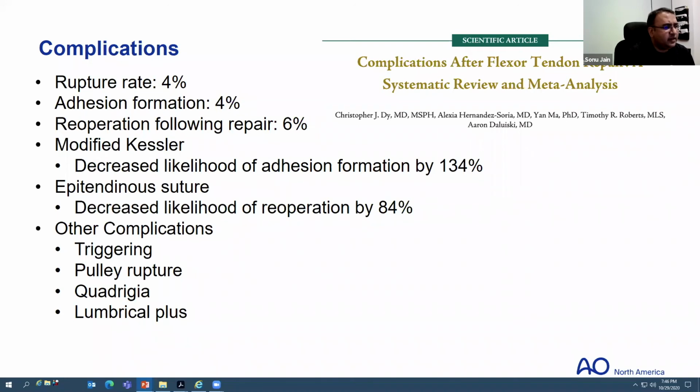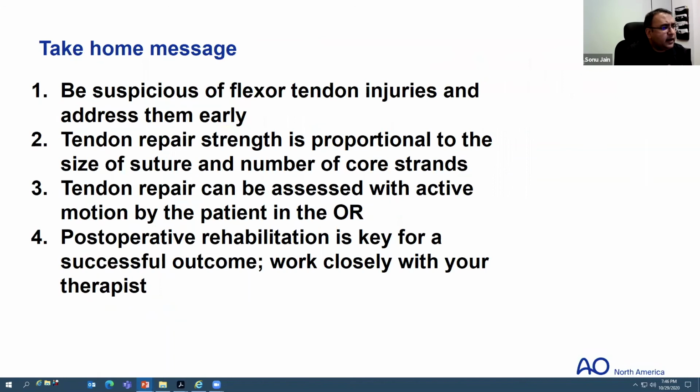Christie showed that the modified Kessler actually has a decreased likelihood of adhesion formation by 134% compared to all the others which were grouped in the study that he looked at in his meta-analysis of various kinds of flexor tendon repairs. And then the epitenon suture also decreased the likelihood of reoperation by 84%. And other complications that you could have include triggering, pulley rupture, the quadriga effect, and or lumbrical plus deformities as well from this.